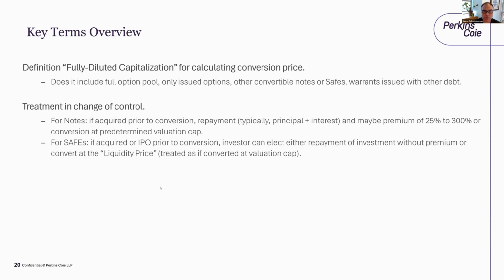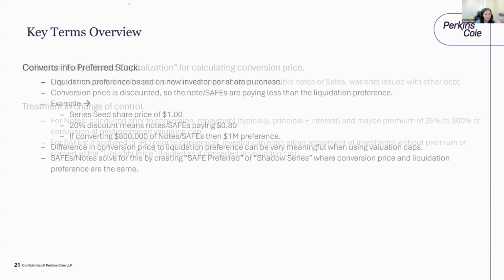Real quick, the formula matters. So you need to understand what formula you're putting forth in your safes. And then treatment in a change of control. Again, this is also something that's pretty straightforward in a safe, but often negotiated in notes. In a safe, it's pretty simple. You usually get the better of your money back, or what you would get if you converted at the valuation cap. In notes, sometimes people will negotiate a premium, so like a guaranteed return on their money. It's just one of the terms that's discussed.